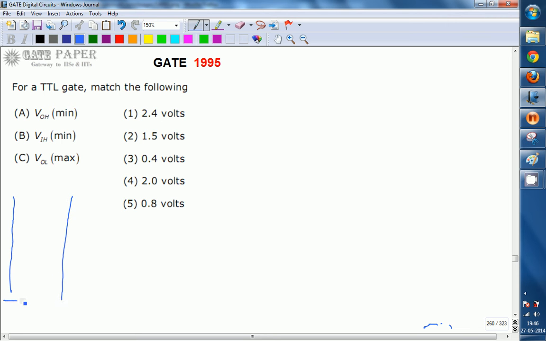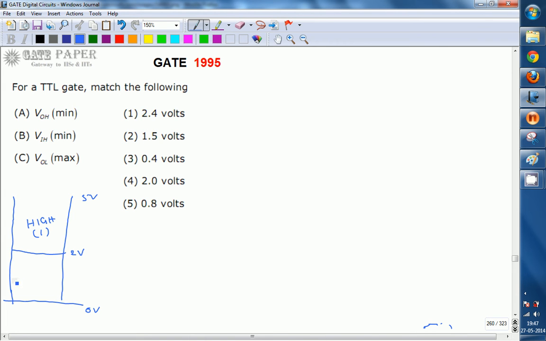It starts from 0 volts, and the end is 5 volts. So let us assume we are using a 5 volt power supply, and the low level is 0 volts. Logic 1 is treated as 2 volts to 5 volts. Whatever falls in this range will be treated as high level, that is logic 1. So logic 1 is a range of voltages between 2 and 5, where 2 is the minimum and 5 is the maximum voltage.